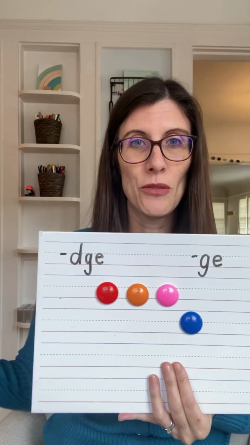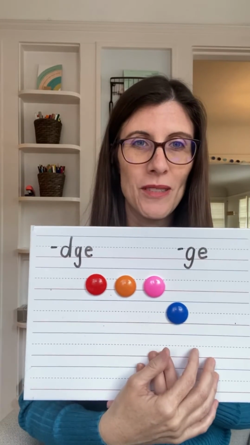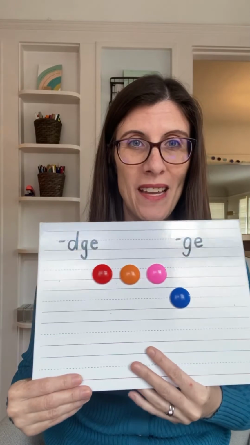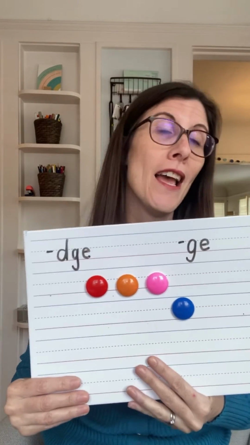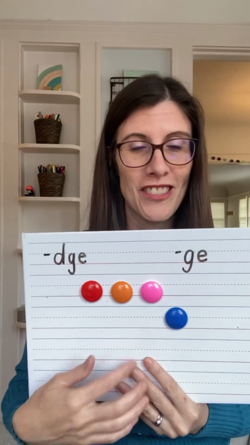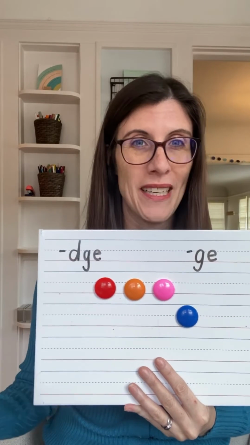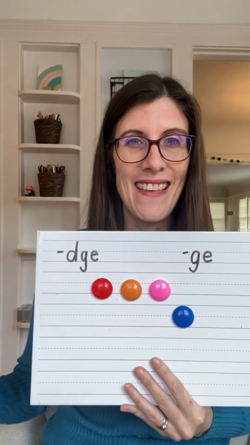And then of course, after we've practiced spelling lots of words this way, I'm going to add in words with suffixes. So instead of just hedge, I might say hedges, and that just makes it a little bit trickier, but I always want to add that in too.